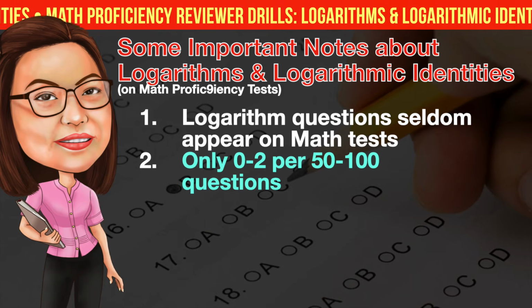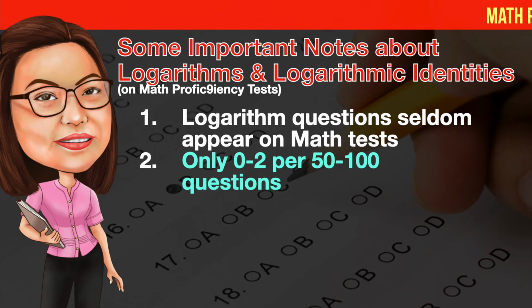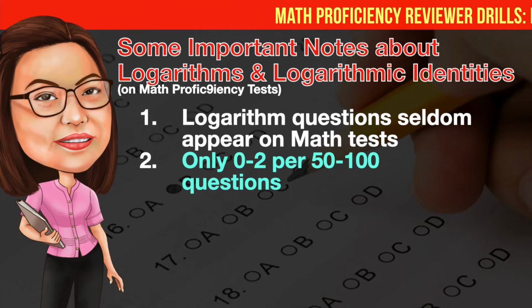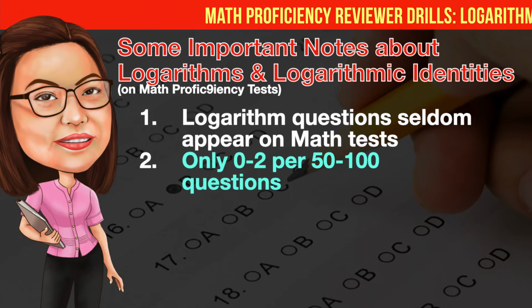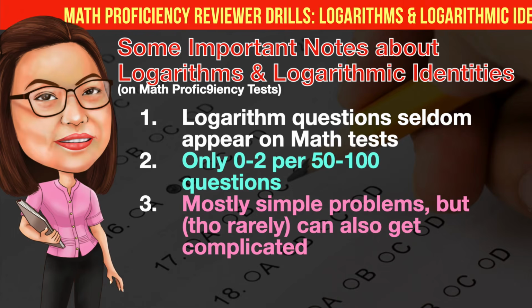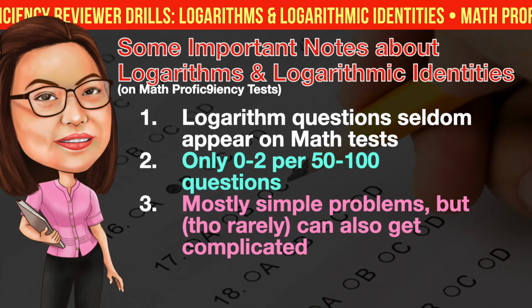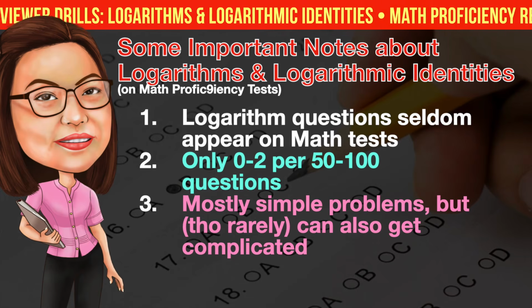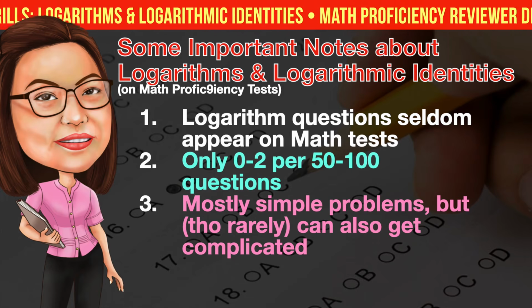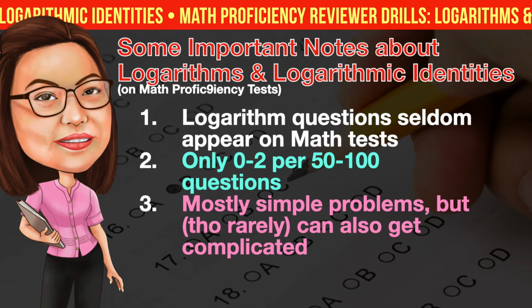In a random sampling of about a dozen previous mathematics tests or subtests that we have inspected, with each test consisting of 50 to 100 questions, approximately half of them do not include questions on logarithms and logarithmic identities. The other half that do include them only include one or two such questions in each test. When they do appear, logarithm questions are mostly very basic and simple. But they can also be complicated and quite intimidating, like the last few examples we've covered in this drill, which were modeled on questions that appeared on actual mathematics proficiency tests. You should prepare for the worst.